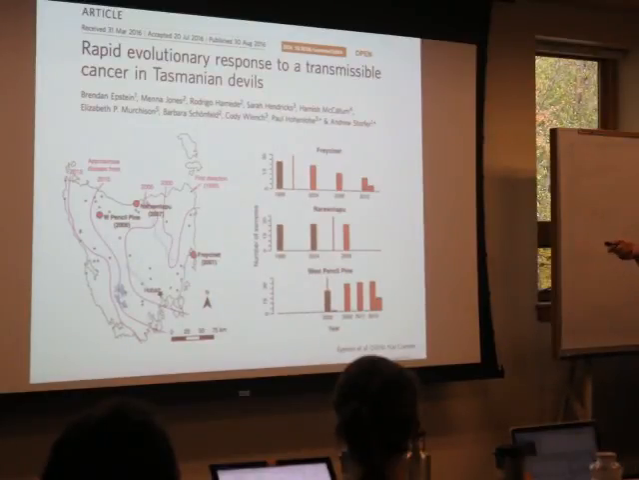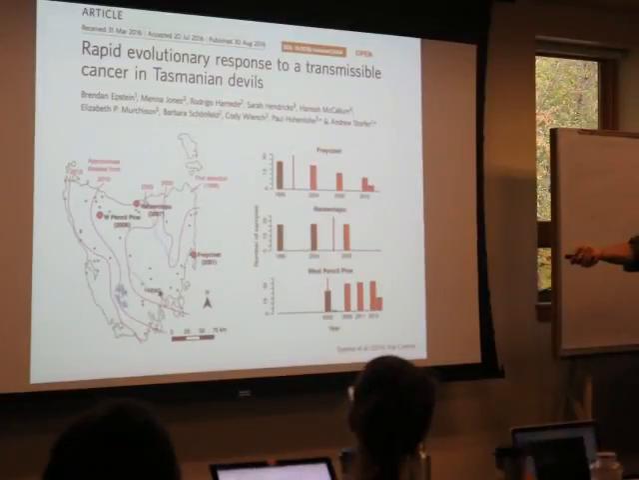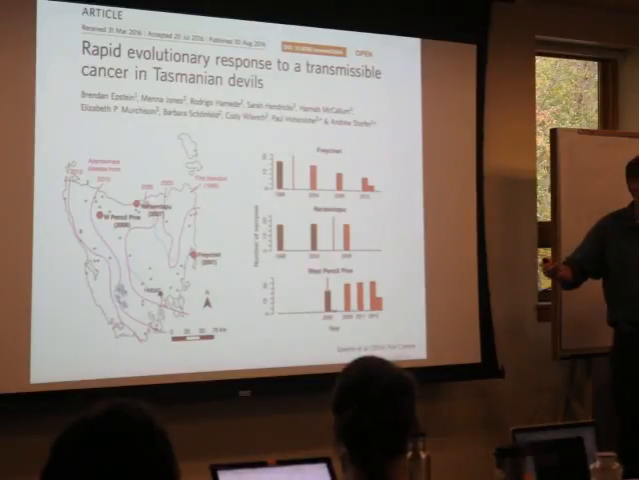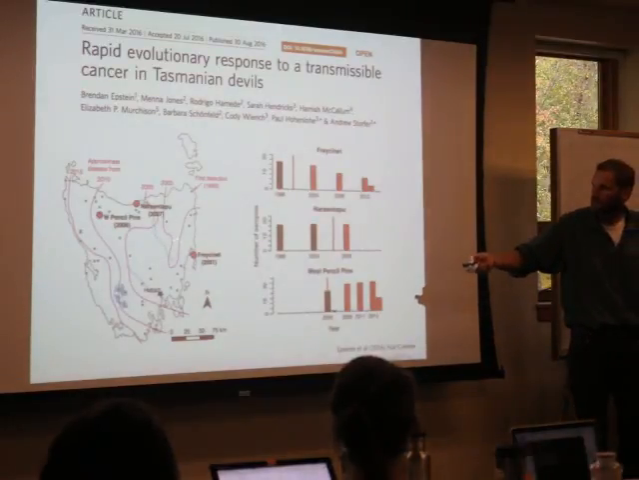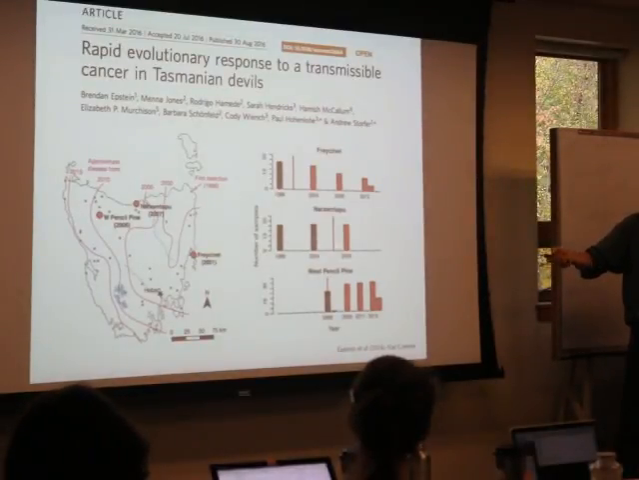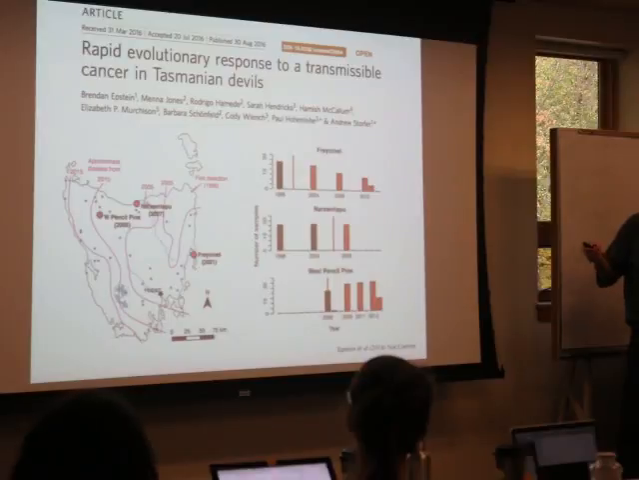So here's this paper that just came out. We have 3 populations here, here, and here. You can see the dates when the disease first appeared. We have samples, because it was recognized as such a threat to the persistence of the species, it got a lot of attention, and people started going out and sampling these populations. And so we have tissue samples from these populations from before the disease appeared and after the disease appeared.